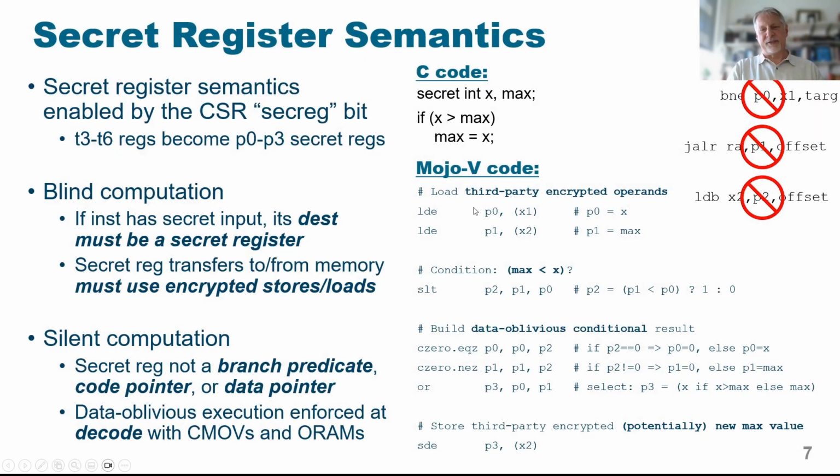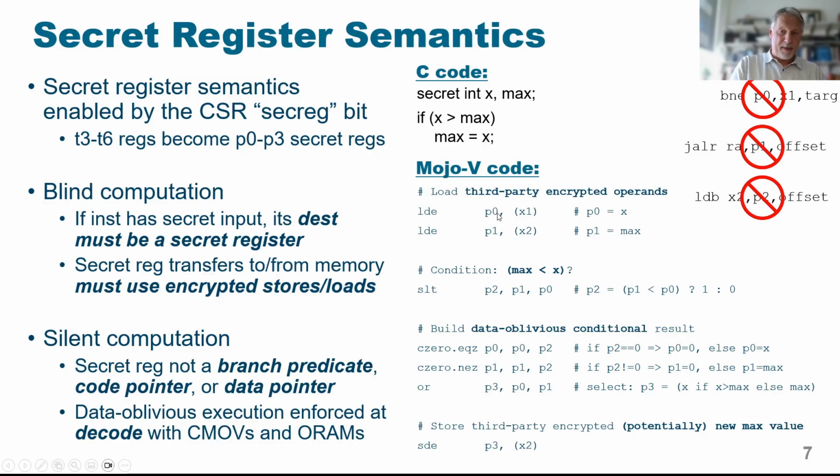And then I'll just quickly show you this Mojo-V code. Here I'm loading 2 secret registers. This code is computing with a secret value X and a secret value max. These particular values, when they're in memory, are encrypted, and they can only be loaded into secret registers. What I want to see is whether X is greater than max, and if X is greater than max, I want to update max because I now have a new max. So I load X, and it's an encrypted load. I load max, it's an encrypted load.